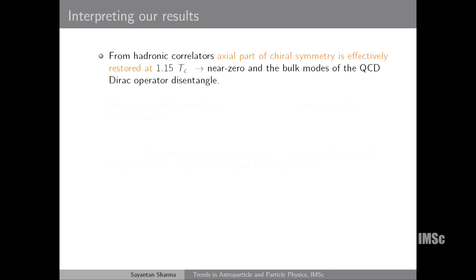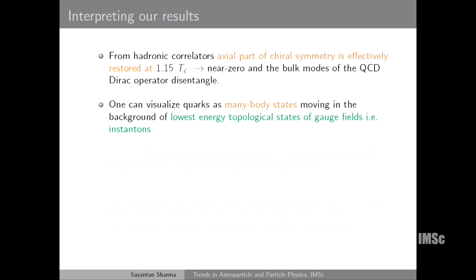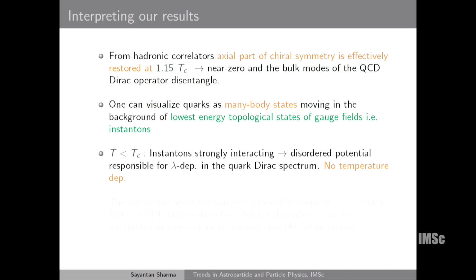And this is the part where the near-zero or the small eigenvalues separate out from the bulk parts. If we visualize quarks as many-body states moving in the background of these low energy topological states of gauge fields, the instantons, then one can have a nice interpretation. At temperatures below the chiral symmetry restoration temperature, the instantons are strongly interacting and provide a very strong disordered potential. This is responsible for the linear in lambda dependence of the quark Dirac spectrum, and there is not much temperature dependence, with almost similar behavior at temperatures below this Tc.